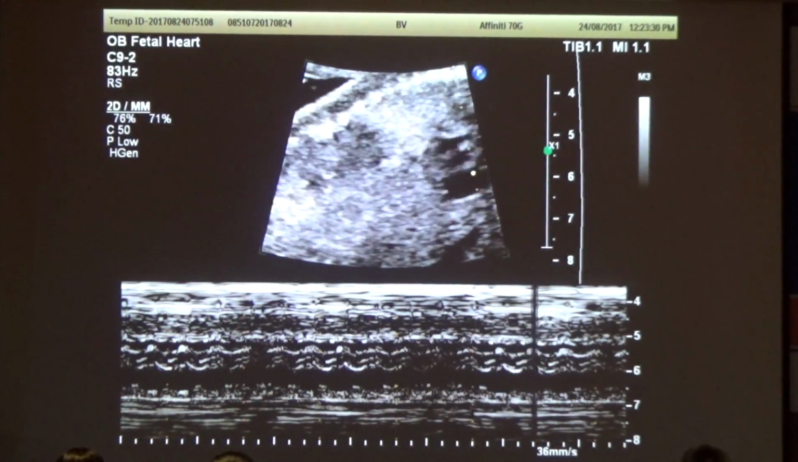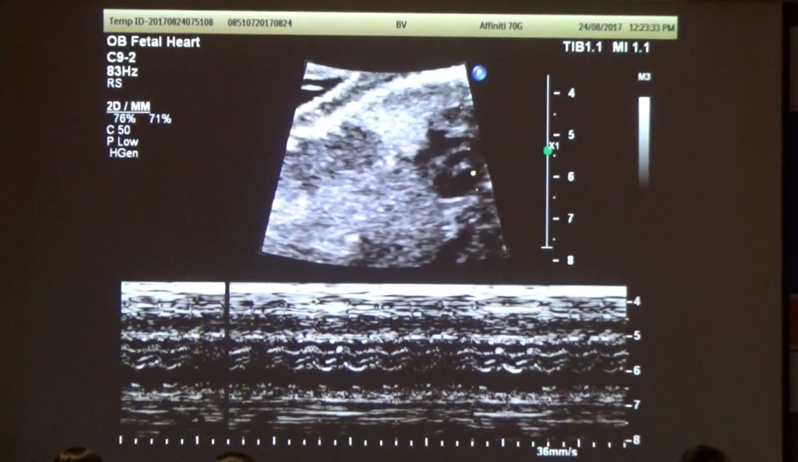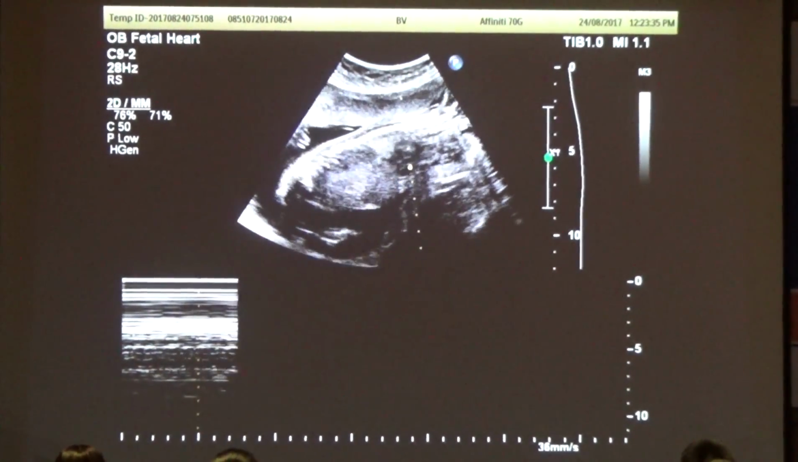Can we zoom in on that? Let's zoom in on the heart. Yeah, on the M mode. Can we zoom in on the M mode? Zoom in here.